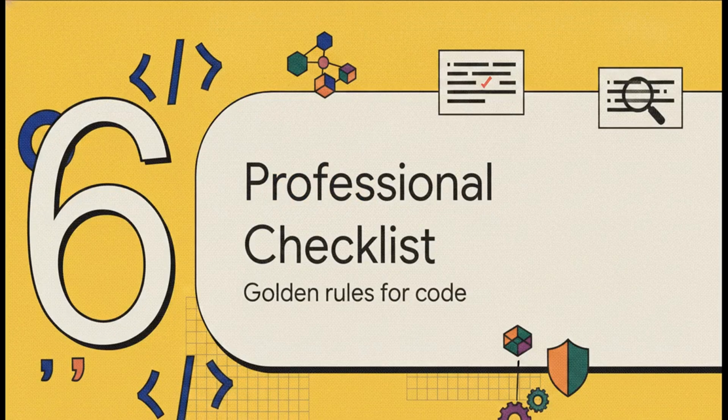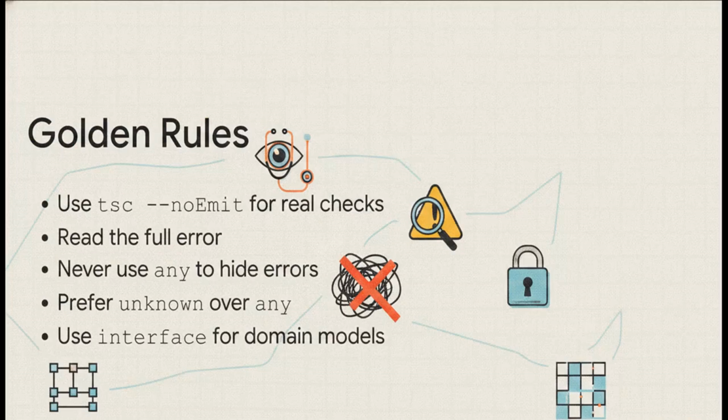Let's bring it all together with a professional checklist. Your golden rules for your code. To wrap all these core lessons into a routine you can actually use every single day, here are your golden rules for maintaining that robust safety net. First, always use TSC with the no emit flag for real, strict verification. Second, read the full error message. See exactly what was expected versus what was received.